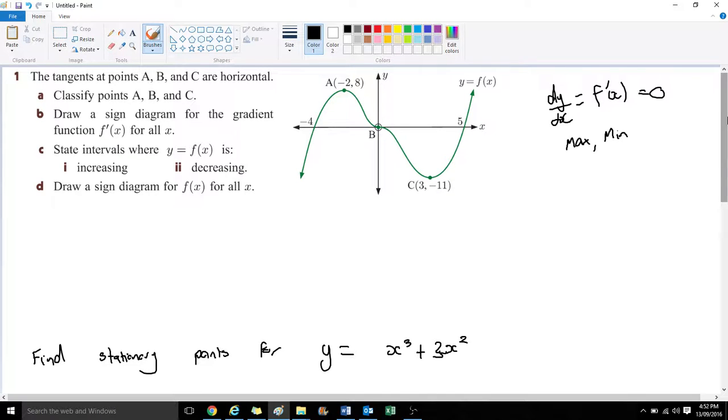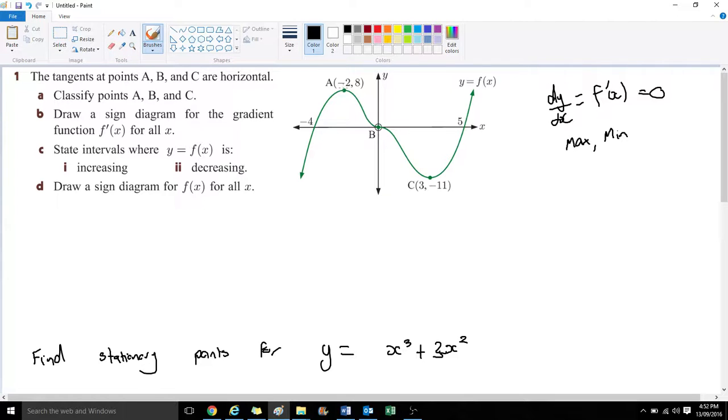So what we're going to do is question 1 here, and then we're going to talk about how we can find stationary points for y = x^3 + 3x^2 manually. So firstly, question 1 here, the tangents at points A, B and C are horizontal. Yep, that's definitely true. So that means they're stationary points. It wants us to classify them.